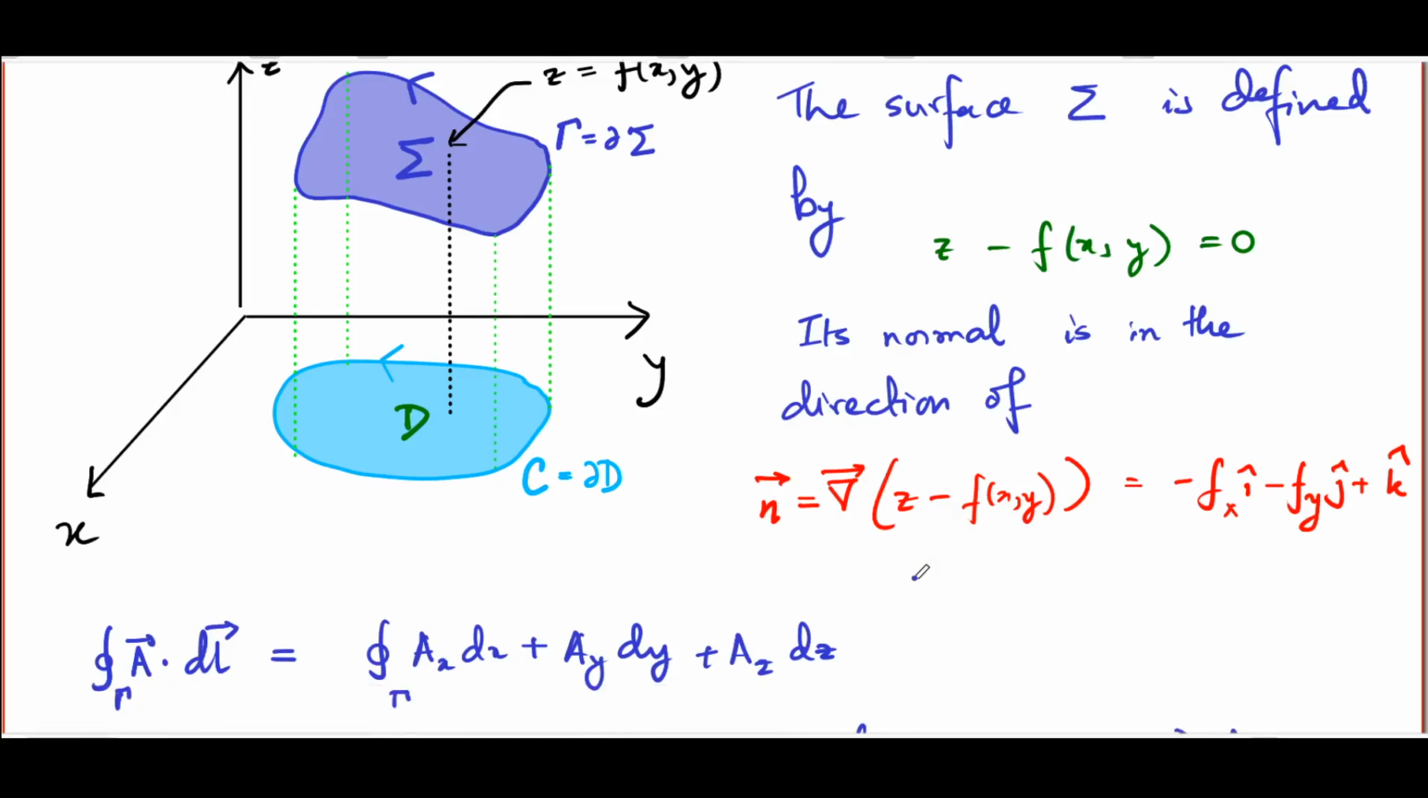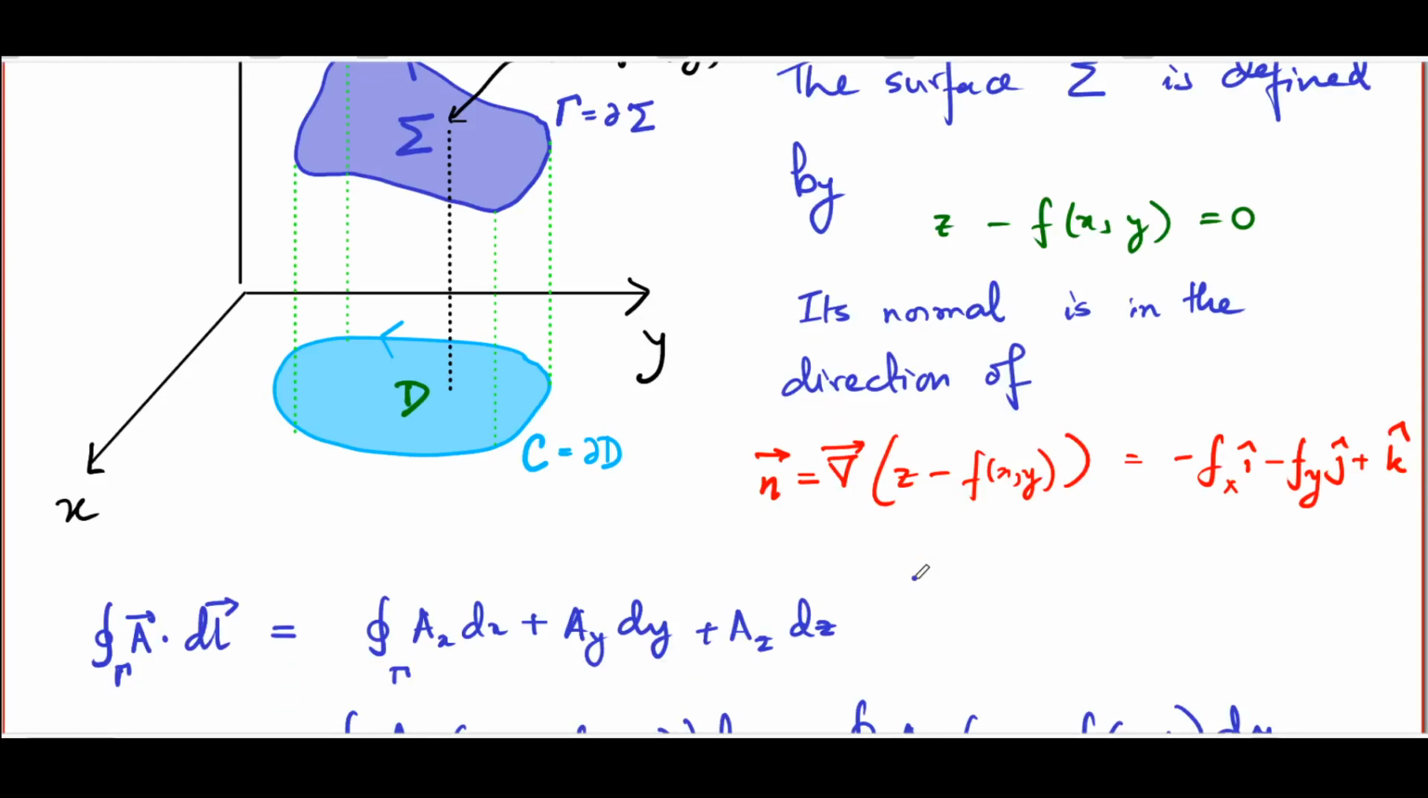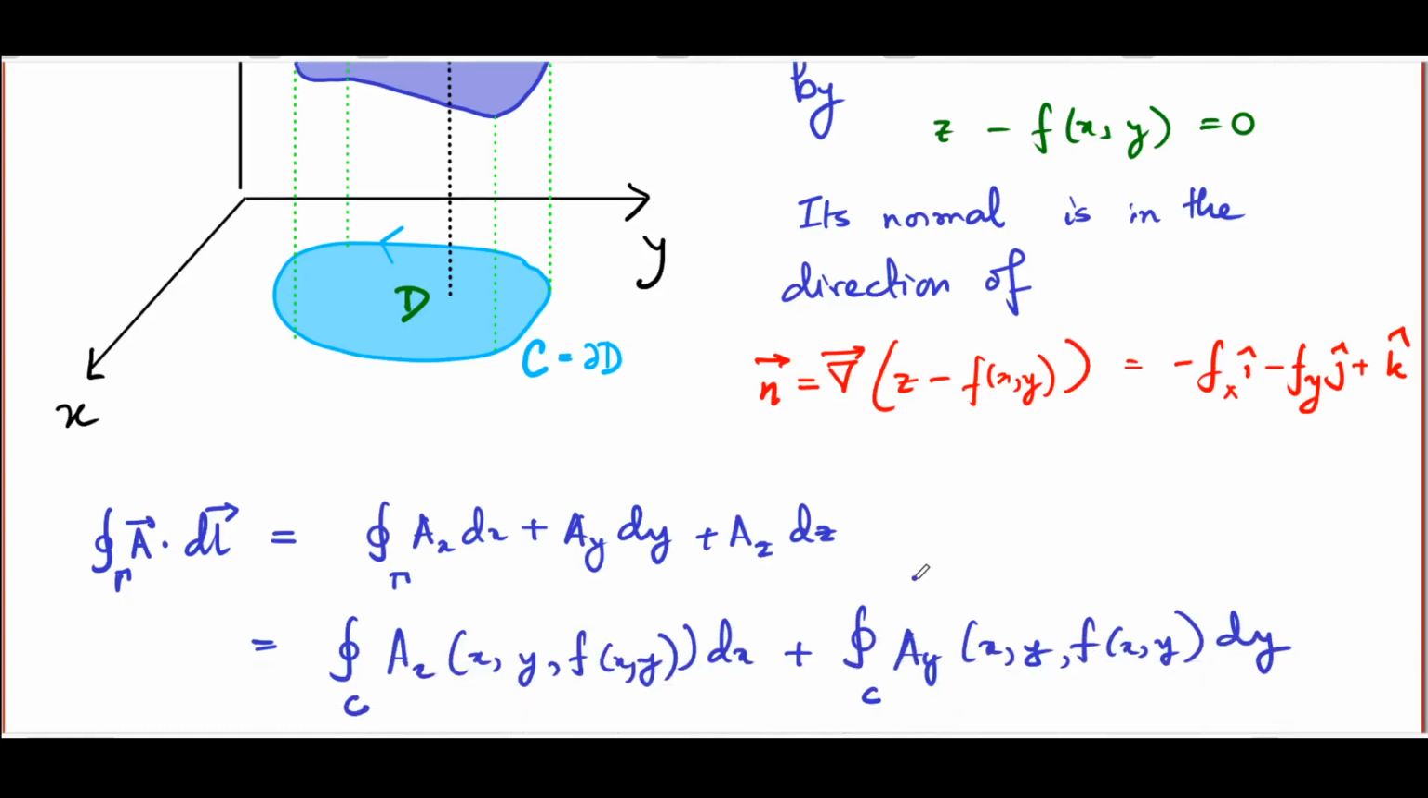A dot dl's line integral, of course, is nothing but ax dx plus ay dy plus az dz's line integral over the curve gamma. And let's try this out in a bit more detail. Note that over the curve gamma, the z is also given by the same function f of xy. Of course, the xy points have to be taken not from any arbitrary point on the plane, but from the boundary C of this projection D of the surface sigma.